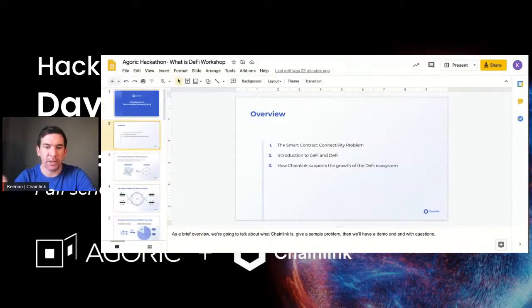A little bit about the agenda. What we'll be doing is going over, generally, what the smart contract connectivity problem is. Where does Chainlink fit in for this whole problem that we're trying to solve going forward? We'll get into what centralized finance and traditional finance were, and then what this whole thing, decentralized finance, that people call DeFi, is. And then we'll go into how Chainlink supports the growth of this DeFi ecosystem on many different chains, including Agoric. And then we'll open it up for a Q&A.